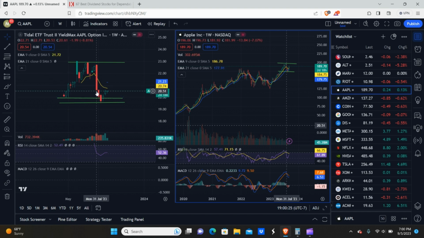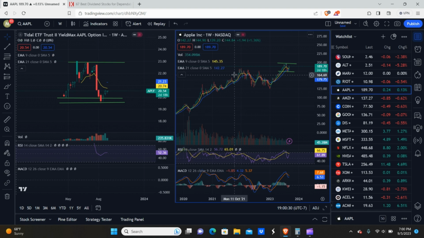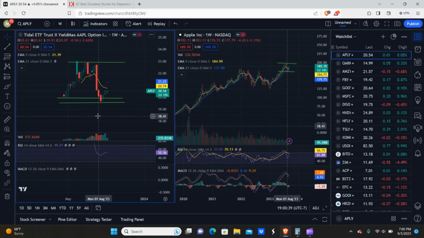I would say Apple's price appreciation potential is much greater than TSLY. Reason being is because you can see on the price chart of Apple, it's pretty much just an asymmetrical bet. It usually only ever goes up. Maybe every 6 months or so, you'll have a dip on this thing.